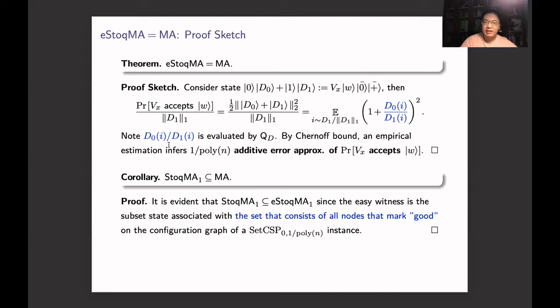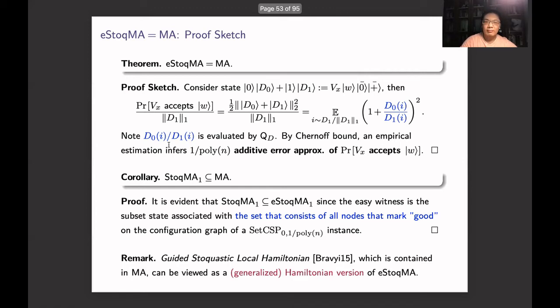So we have an exponential size configuration graph, and each node is either marked good or bad. Also, we can check whether a node is good efficiently. So the easy witness here is just a subset state associated with the state that consists of all nodes marked good. Interestingly, Bravyi also proposes guided stochastic local Hamiltonian, which contains MA and is a subclass of stochastic local Hamiltonian. This kind of stochastic local Hamiltonian can be viewed as a generalized Hamiltonian version of StoqMA.